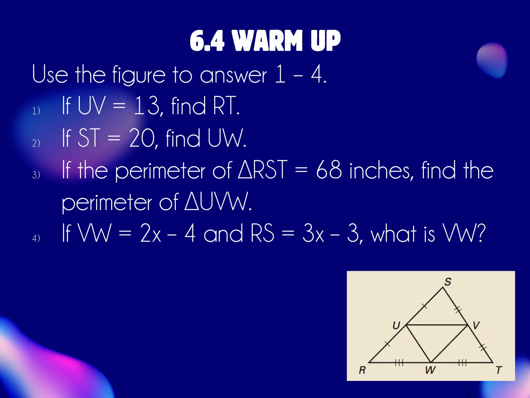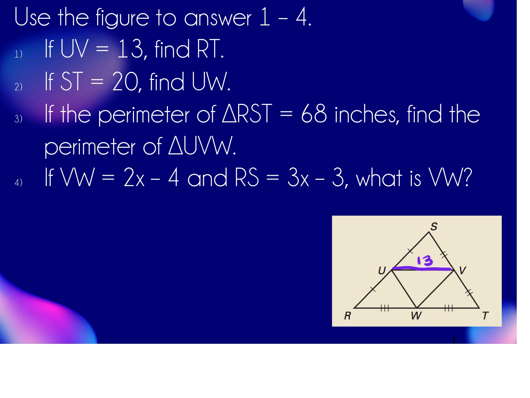So for the midsegment, here they're giving us the length of UV, and they're telling me UV is 13, and they want me to find the length of RT. Well, we learned that the length of the midsegment is always half as long as the side of the triangle. So since my midsegment is 13, all I need to do is double it, and that'll give me the length of the side of the triangle, and it'll be 26.